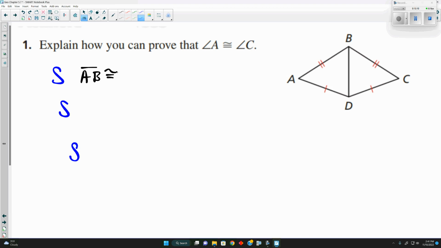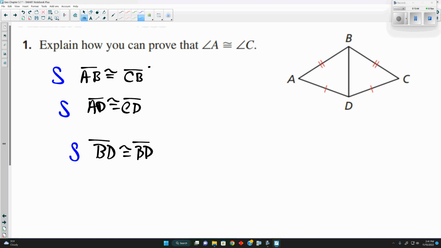So AB and CB, because both of those lines have 2 marks, so they're congruent. We can say AD is congruent to CD because both of those lines have 1 mark. And then BD, because that is the same line. We can really say that it's the reflexive property.